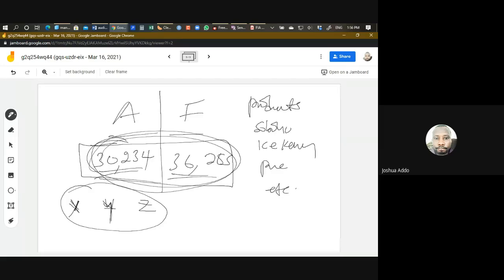So apart from the departmental sharing of the overheads, we can also do what is called blanket sharing. We put the overheads of A and B together. So what will be the sum of this and this? I need you to calculate it quickly. 30,234 plus 36,285. What's the sum?